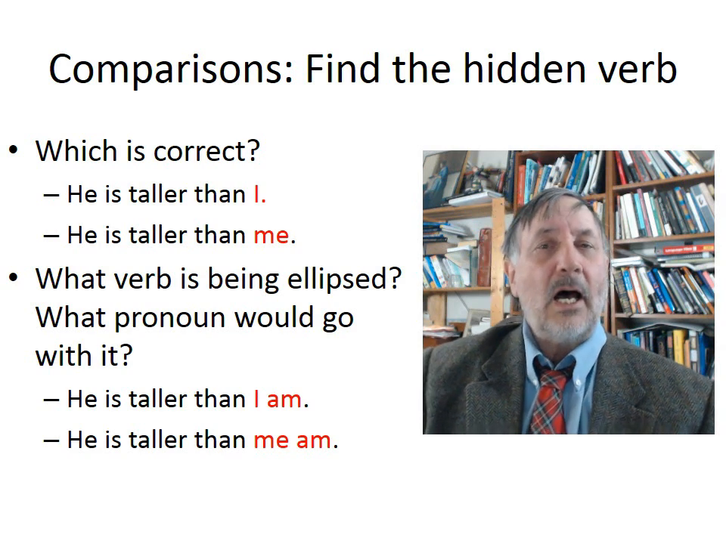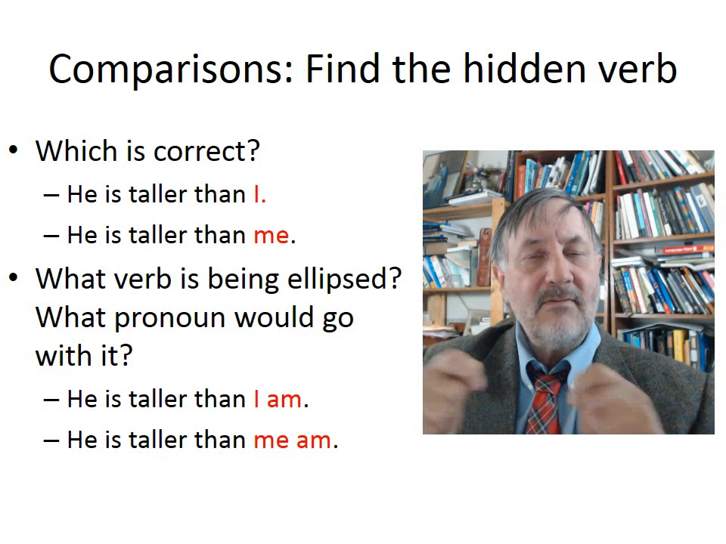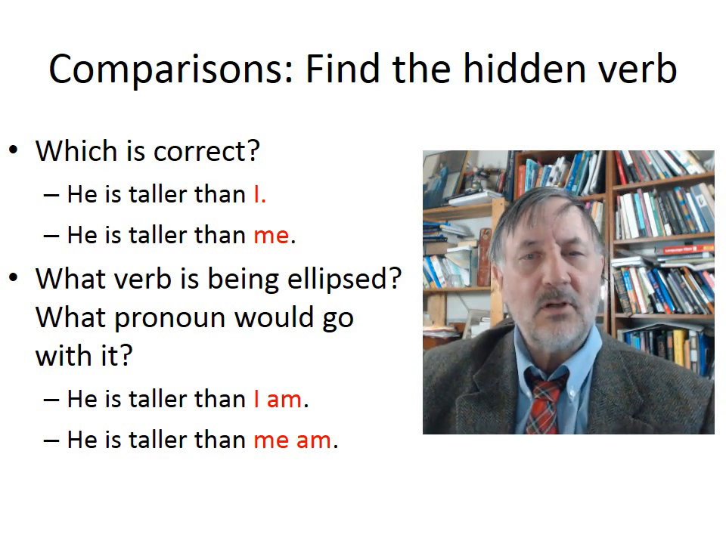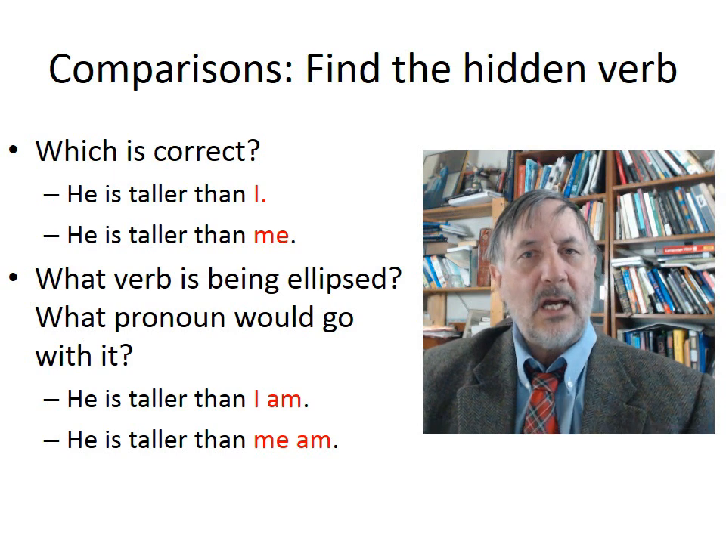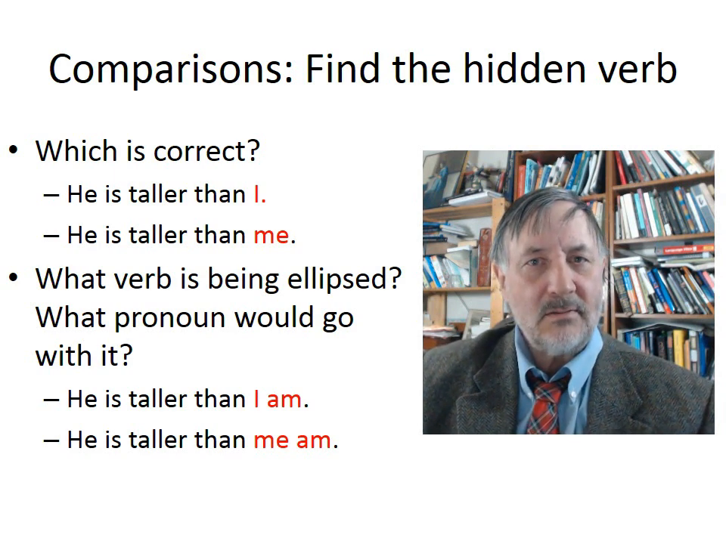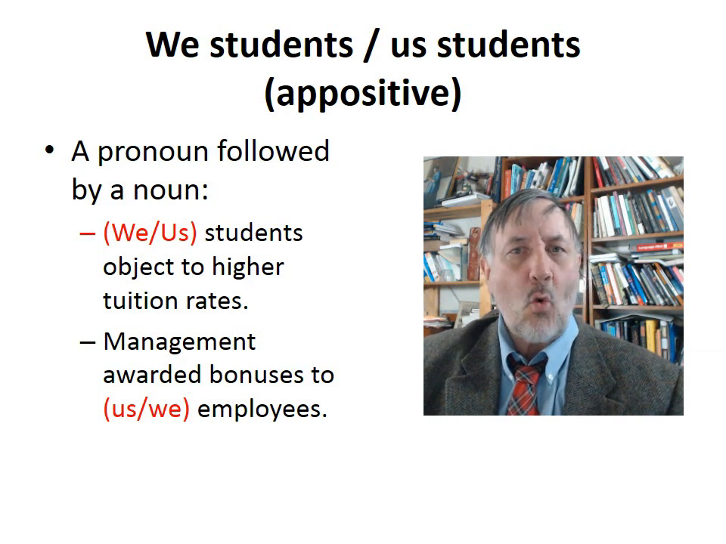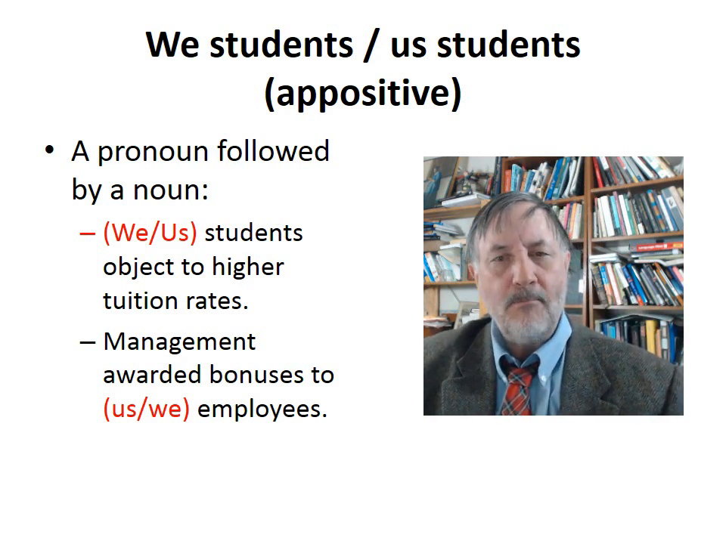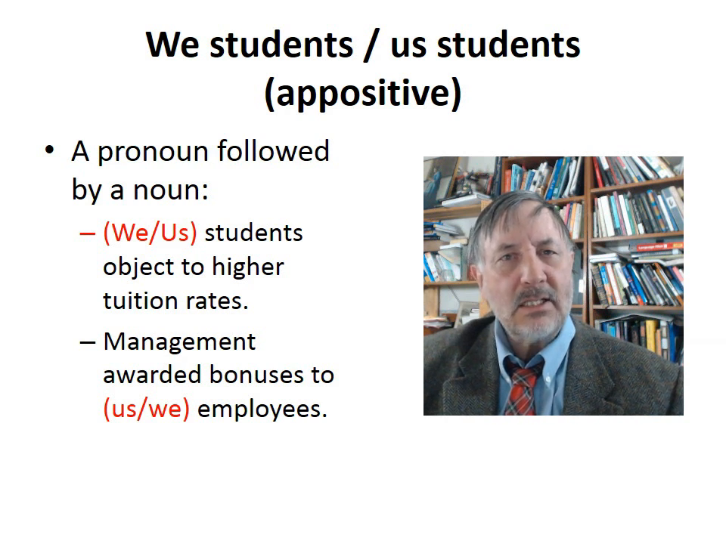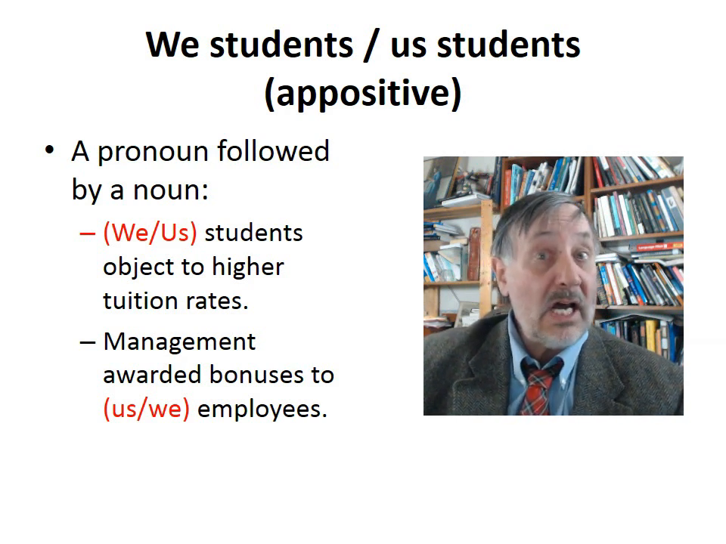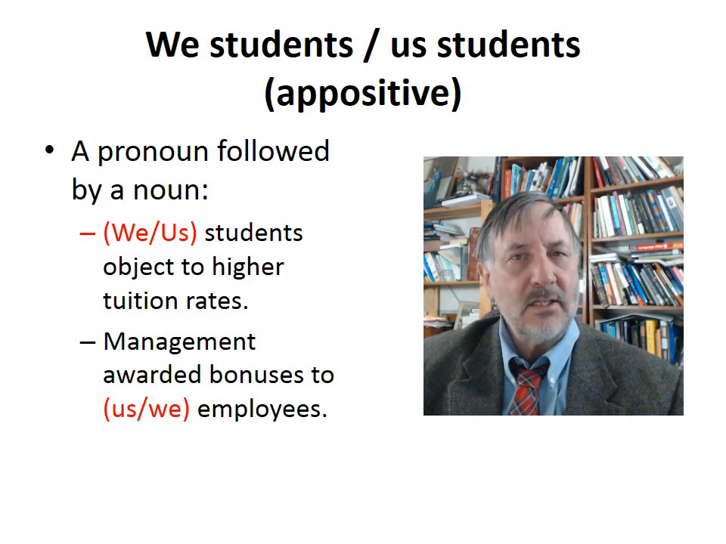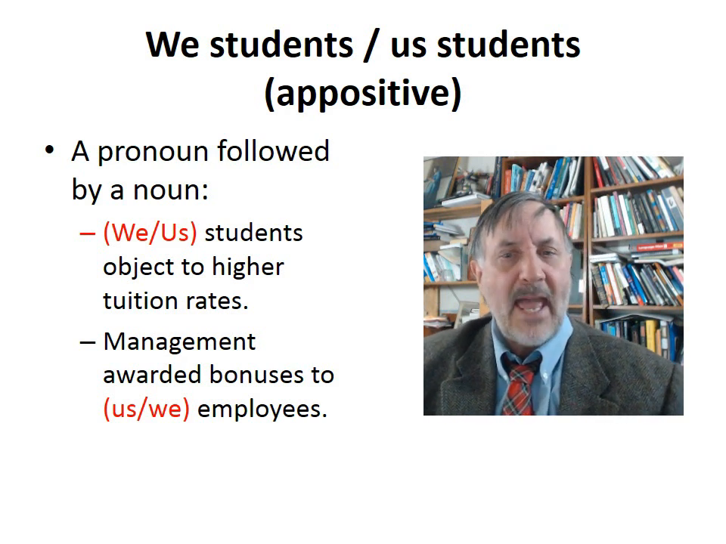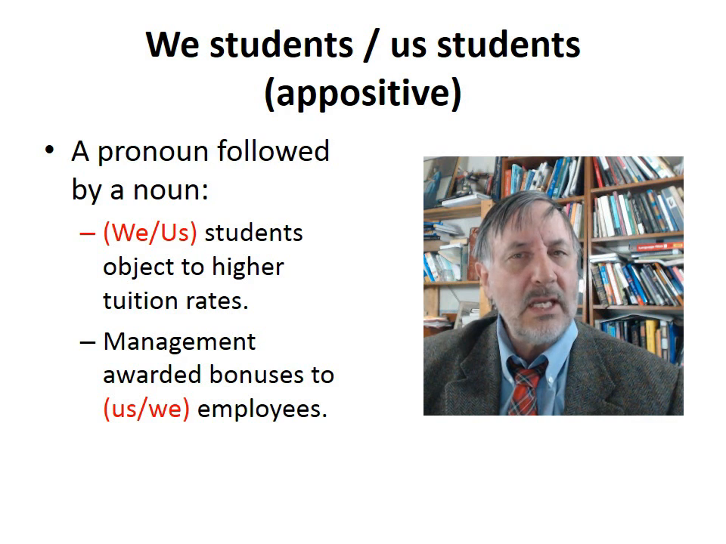Okay. So again, insert the hidden verb, the ellipsed verb, and that'll guide you towards the proper form in this type of construction. Here's another form that's quite common. It's called an appositive. You have a pronoun and a noun next to each other. So here is an example. We or us students object to higher tuition rates. Okay. What would be the correct form? We or us students. And another example: management awarded bonuses to us or to we employees.